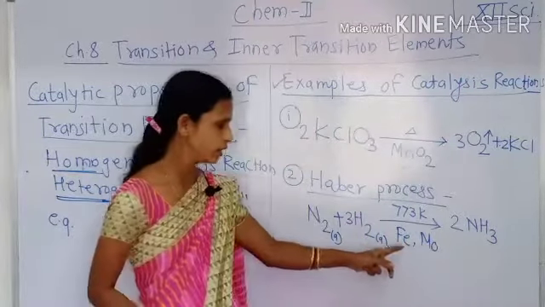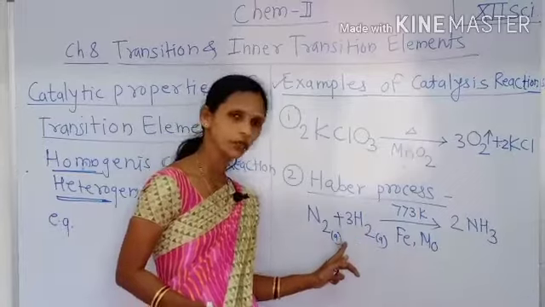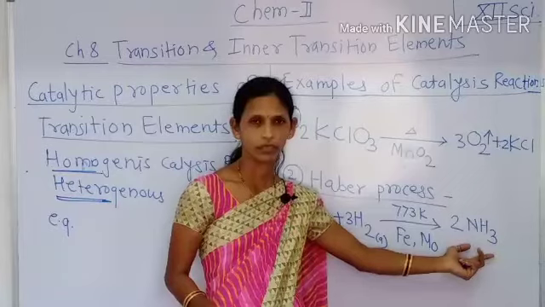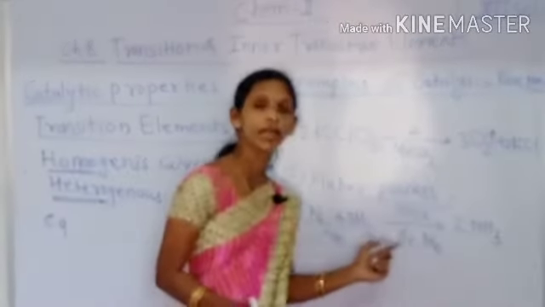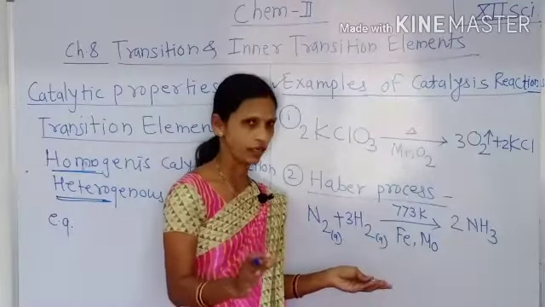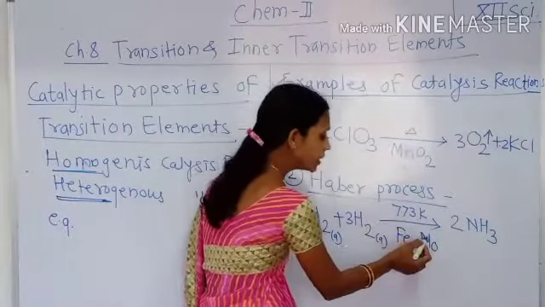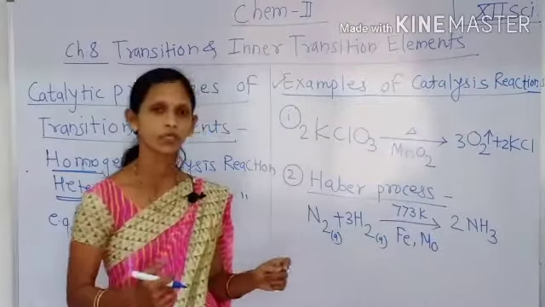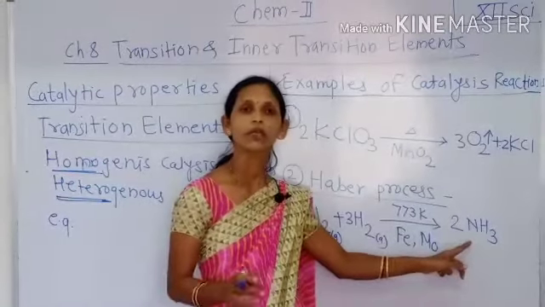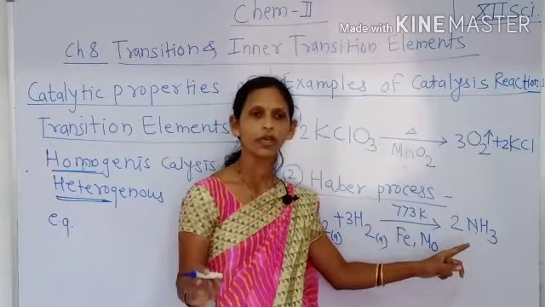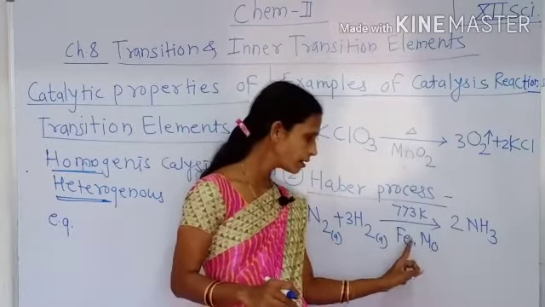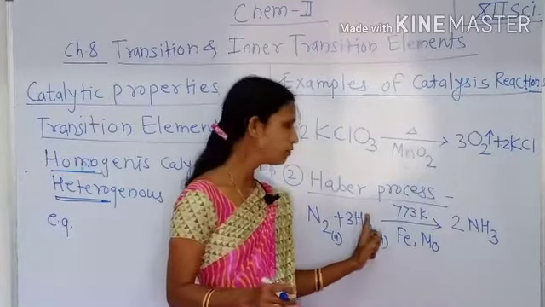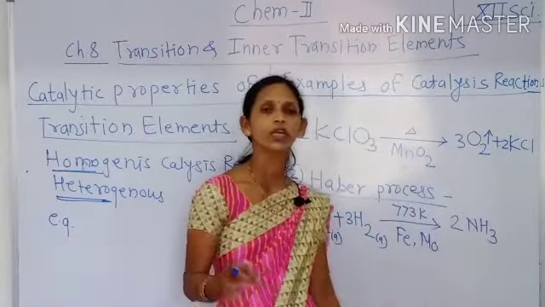When these catalysts are used in this process, more and more ammonia is produced and the reversible reaction is restricted. If this type of catalyst is not used, then the process may become reversible and the production of ammonia may be smaller or less. Therefore, iron and molybdenum are good catalysts in the production of ammonia during the Haber process.